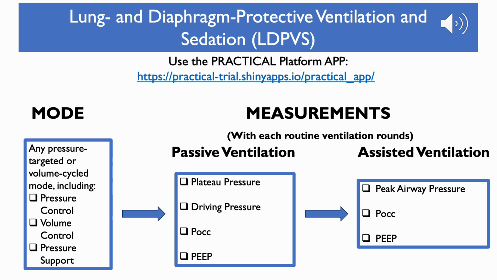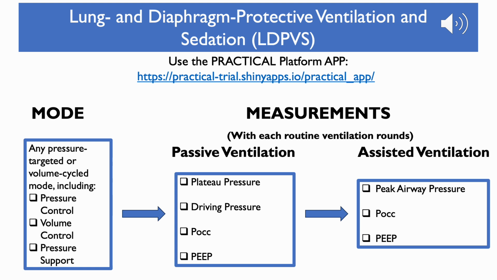This ventilation strategy targets both driving pressure and respiratory effort. We use different measurements to monitor driving pressure depending on whether the patient is passively ventilated or breathing during ventilation. When the patient is in controlled ventilation without respiratory efforts, the plateau pressure, driving pressure, POC, and PEEP must be measured with each routine ventilation round. If the patient is not breathing, the POC will be 0.